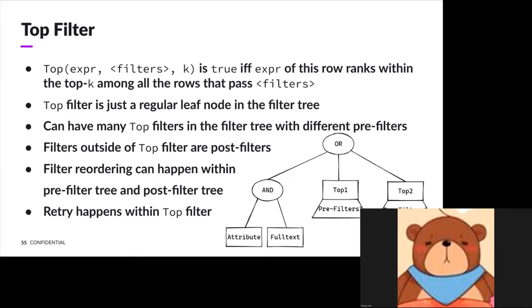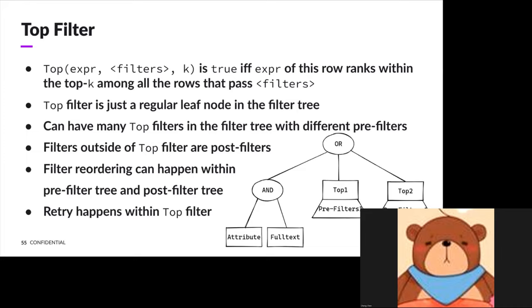Let's talk a little bit more about top filters. So we believe this is something that can not only be used for vector index. Order by limit is like a general push down. It can be a general push down, and top filter can be used even outside of vector index, even though right now we don't know how to use it.